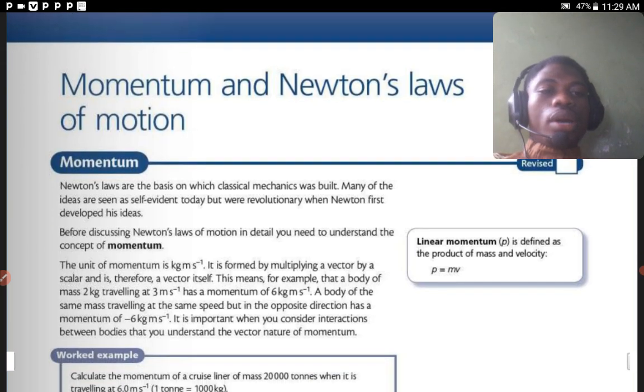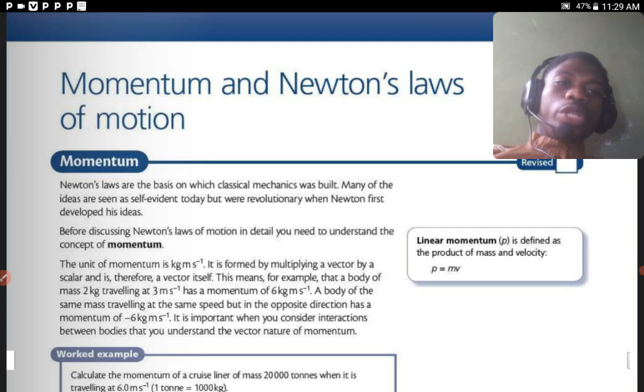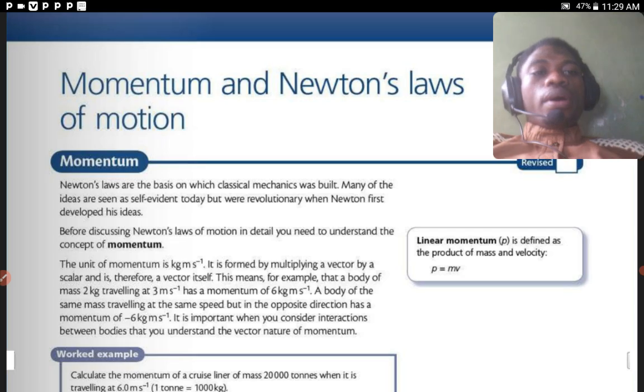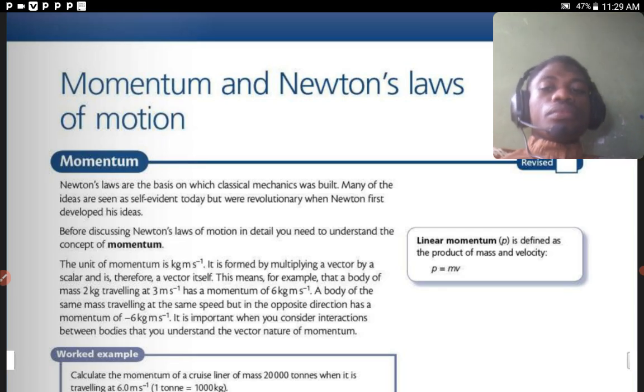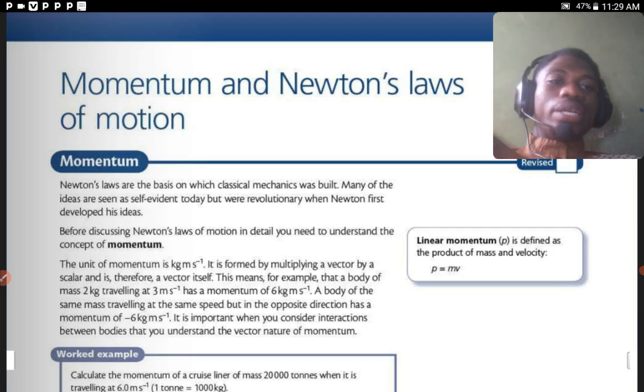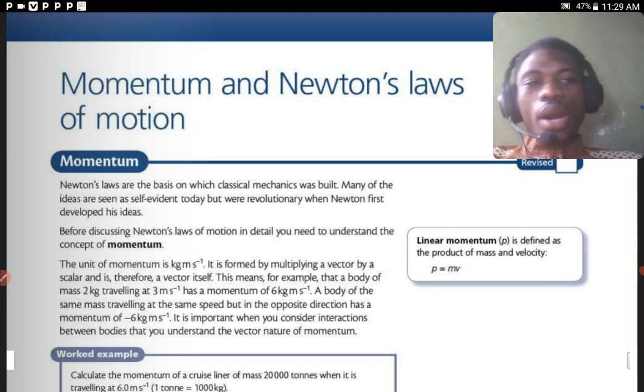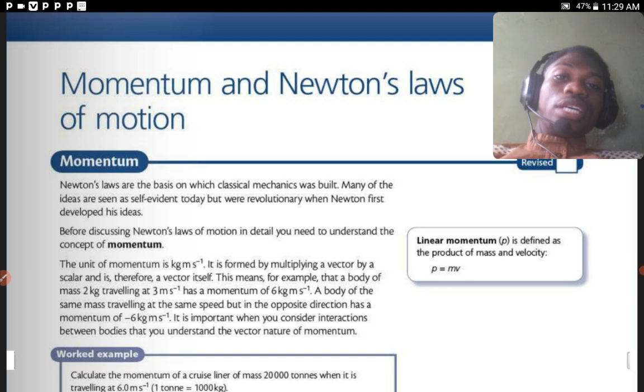All right, so I want us to start with momentum and Newton's law of motion. I'll start by trying to define what is momentum. Before we actually start Newton's law of motion, we'll look at law 1, law 2, and law 3, the applications, and then we will come back to momentum again, especially we'll begin to look at impact.